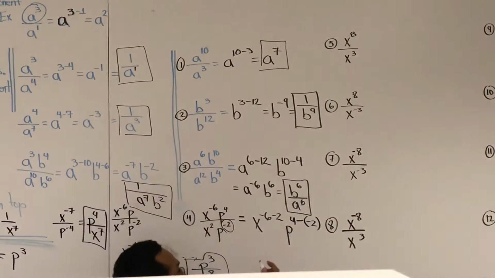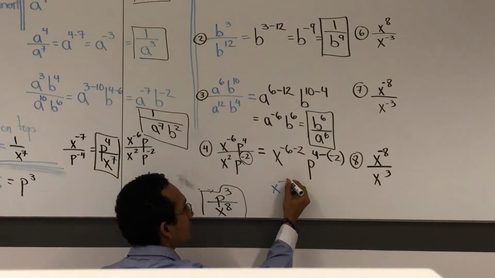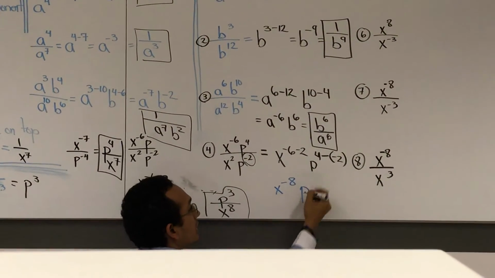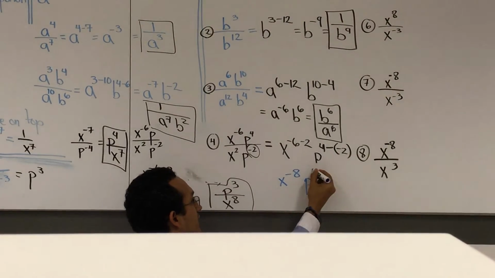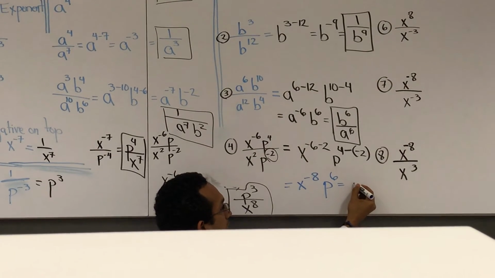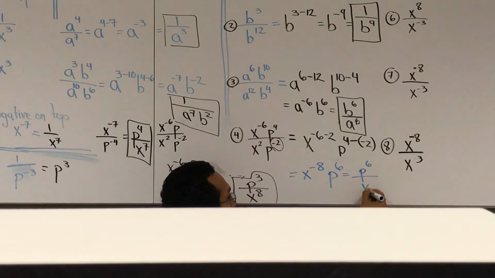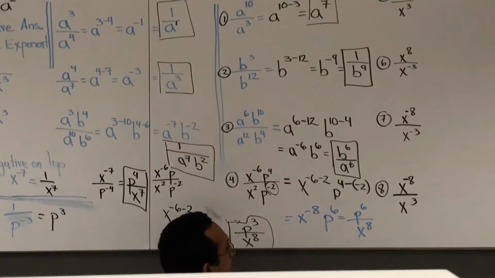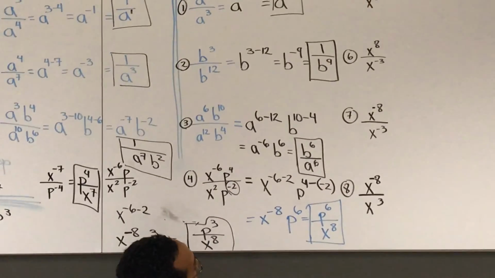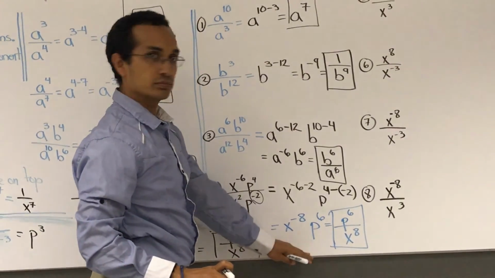What happens now? Here, this becomes minus 6 minus 2 is minus 8. And now p, what's 4 plus 2? 6. And therefore, this becomes what? What's the answer to this? P to the 6. And the negative goes down. So x to the 8th power. So this will be your answer. Okay? So with that, I think that's a good pause point.